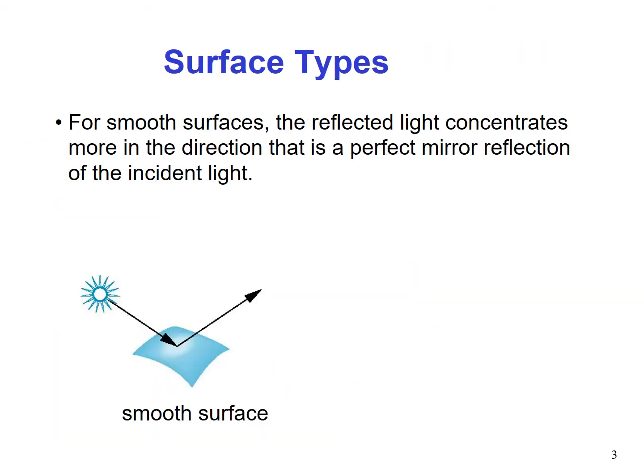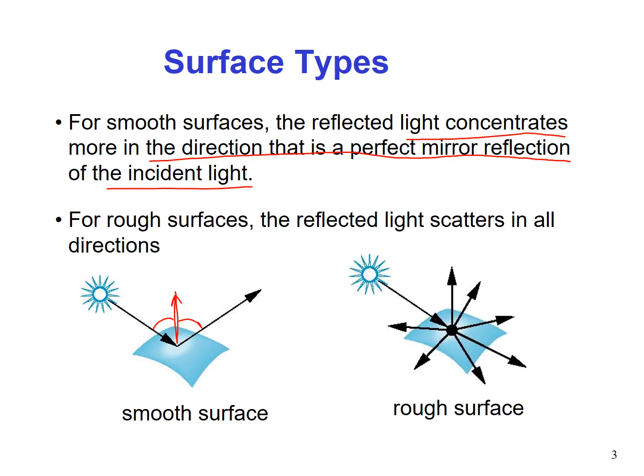So let's look at some surface types. For smooth surfaces, the reflected light concentrates more in the direction that is a perfect mirror-like reflection of the incident light. So if this was the normal, these two angles would be equal. For rough or diffuse surfaces, the reflected light scatters in all directions. So no matter where the viewer is located, they will get some of this scattered or diffusely reflected light.